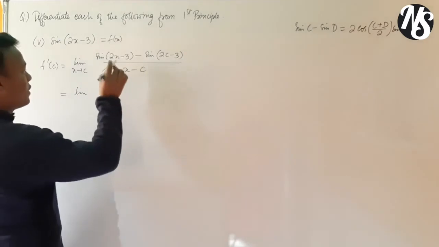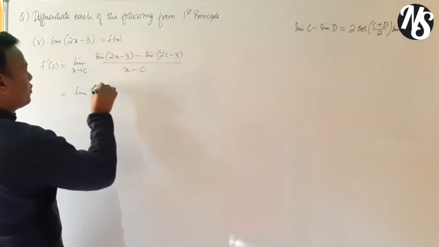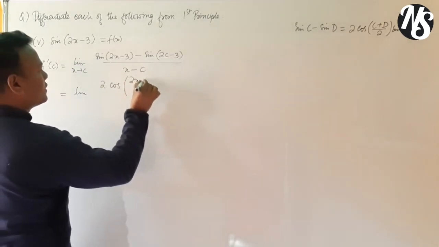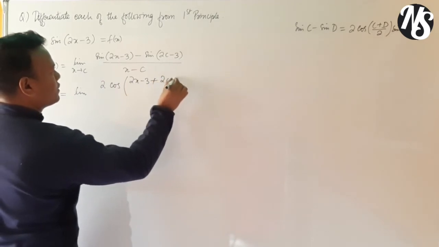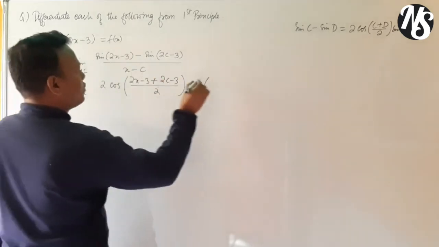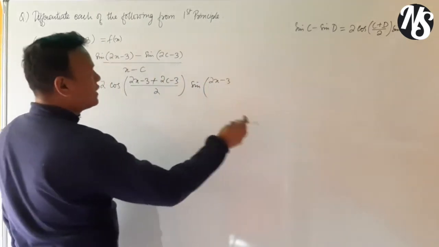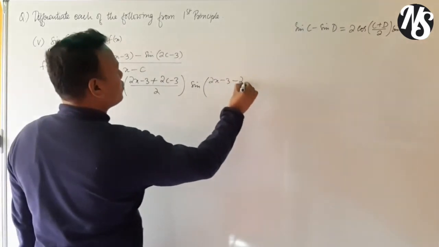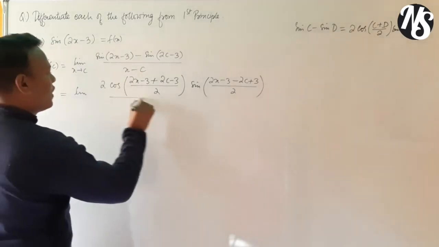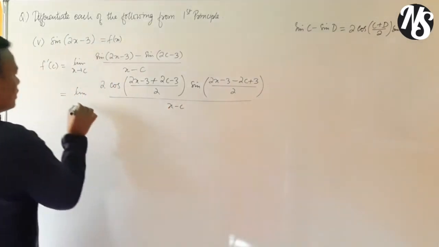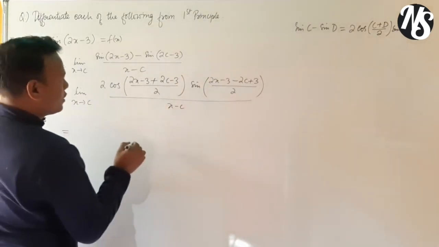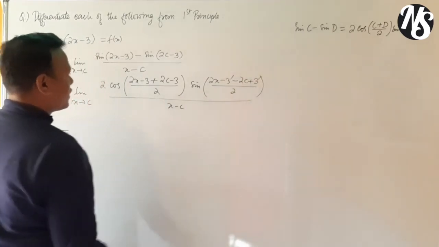So if I do that, this is my c, this is my d. So this is 2 cos((c plus d)/2). So c, that is 2x minus 3, plus d, d is 2c minus 3, by 2, into sine of c, that is 2x minus 3, minus d, that is minus of this, minus 2c plus 3, by 2, divided by x minus c, the limit is still x tends to c. So let's simplify this. Is there anything getting cancelled?